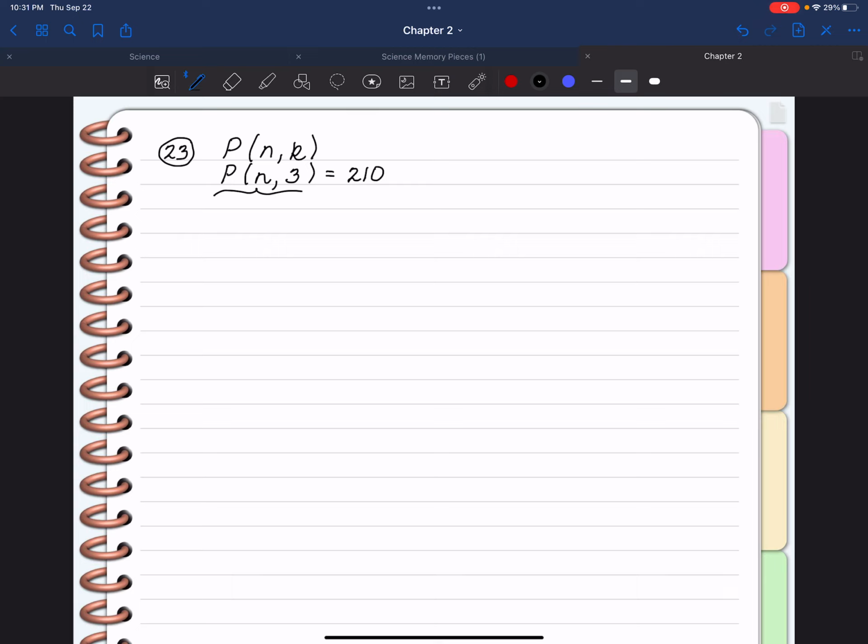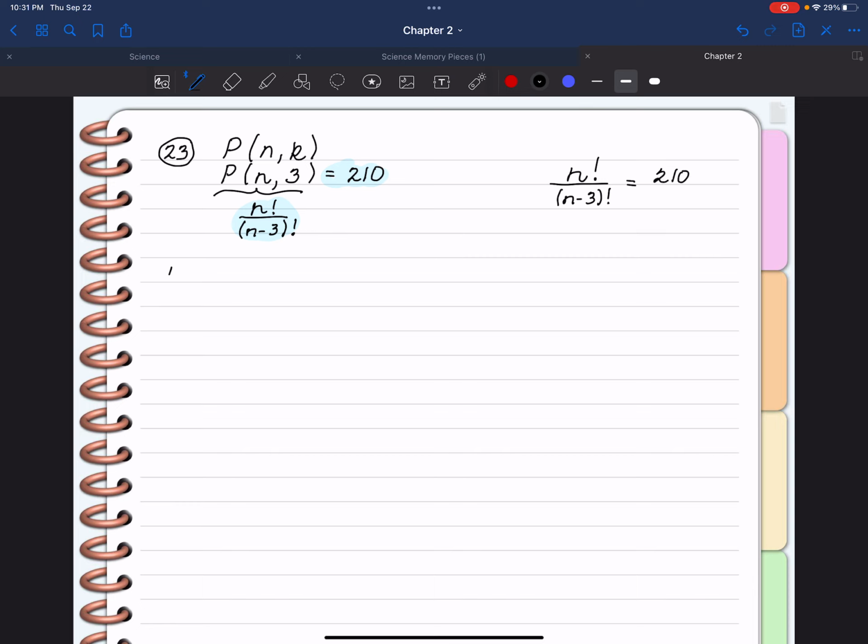Again, I will substitute the actual formula for this value right here. And we know that k is 3, so let's go ahead and put that in there. And this gives me the elements of my formula. So we have n factorial over n minus 3 factorial equals 210.